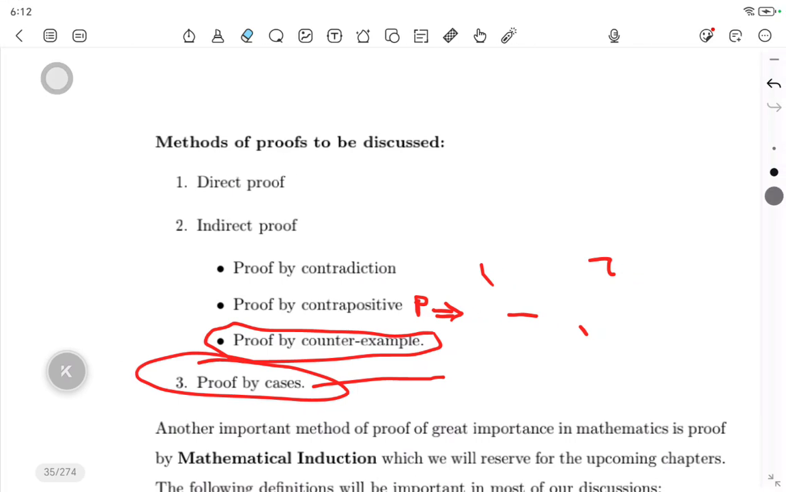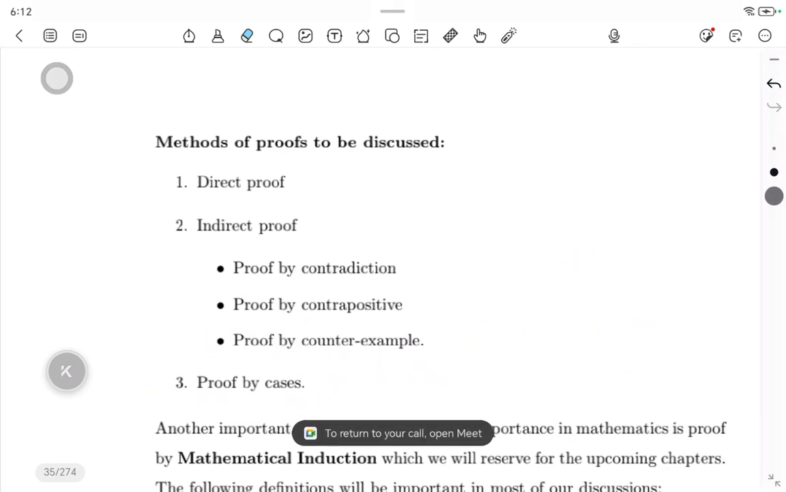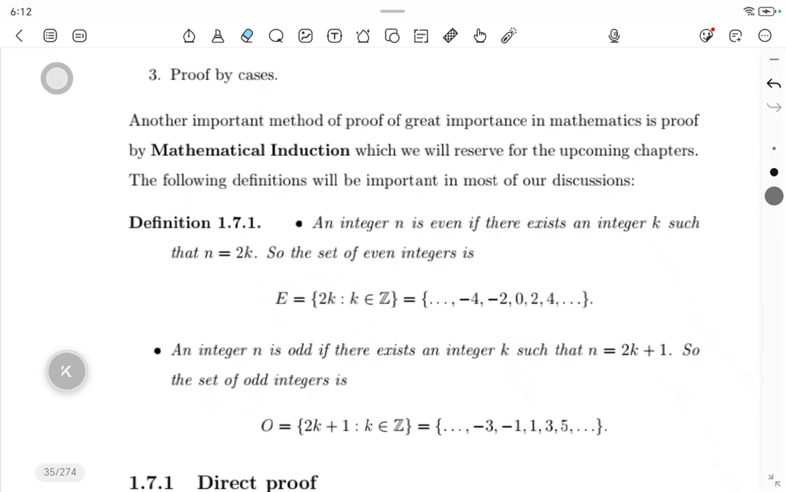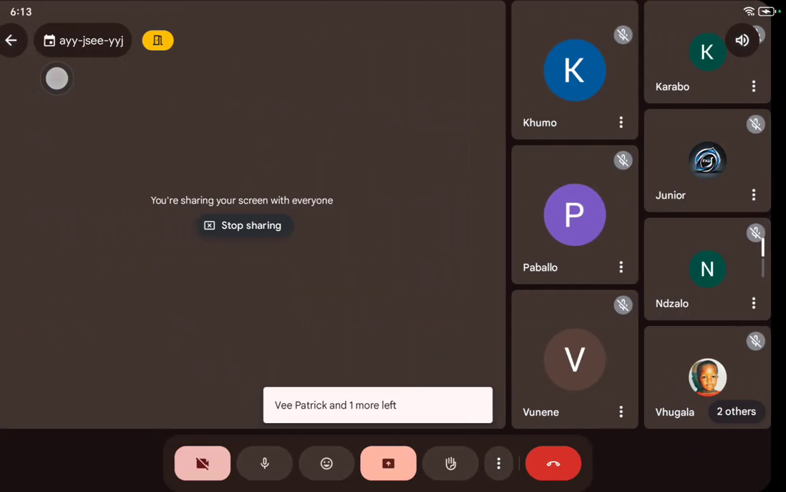All right. So when we come to direct proof, they say that another important method of proof of great importance in mathematics is proof by mathematical induction, which we will reserve for the upcoming chapters. This is going to be one of the upcoming chapters, right? Mathematical induction, where we're going to be dealing with proving also. So yeah, I'll be back now.